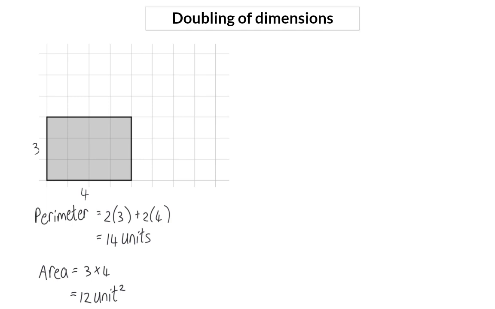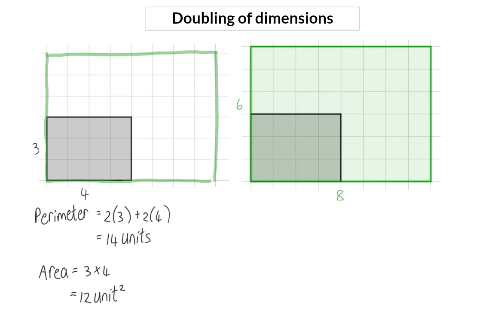Now I'm going to enlarge this rectangle in different ways. Firstly, I'm going to double all of its dimensions. This means that its length of 3 is going to double to 6 and the breadth of 4 will now be 8. So the new rectangle will look like this with all the dimensions doubled. And if we now go and determine the perimeter of the new rectangle, we have two sides of 6 and two sides of 8, which will give us a perimeter of 28 units.